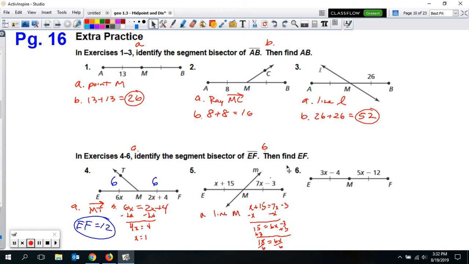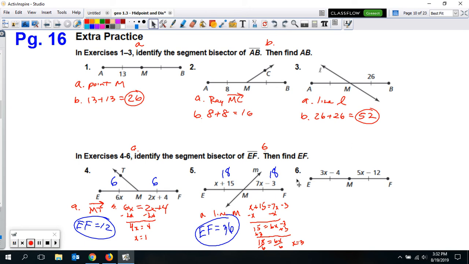And so when we do that, 18 divided by 6 is 3. So x equals 3 on this one. So as we plug it back in, you only have to plug it into one of these really, because they're both exactly going to give you the same thing. So I plug 3 right here. 3 plus 15 is 18. So I know that side's 18. I know the other side's also the same because they are congruent. They're equal. So 18 plus 18 is going to give me 36 for the EF.